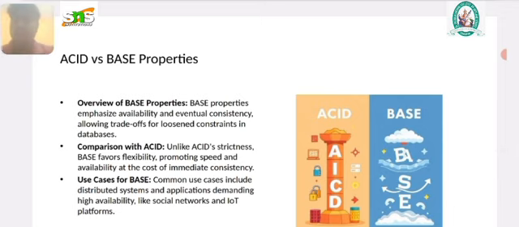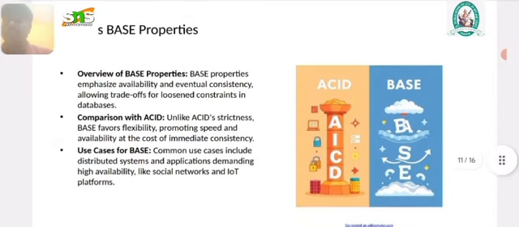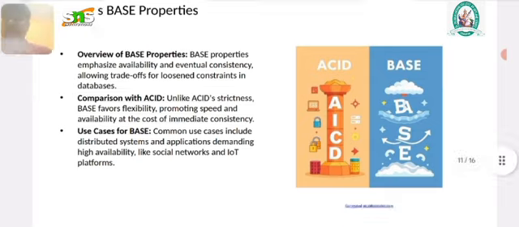Next is ACID versus BASE properties. The overview of BASE properties: it emphasizes availability and eventual consistency, allowing a trade-off for loosened constraints in databases. In comparison with ACID, unlike ACID's strictness, BASE favors flexibility, promoting speed and availability at the cost of immediate consistency. Common use cases of BASE include distributed systems and applications demanding high availability, like social networks and IoT platforms.